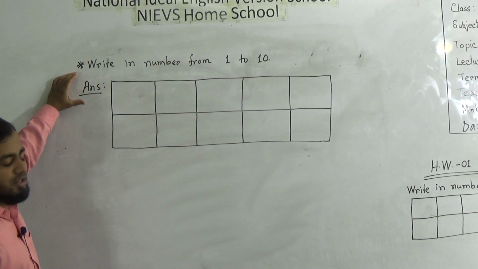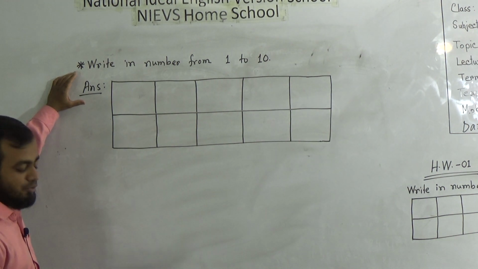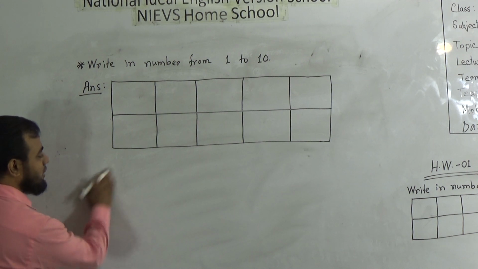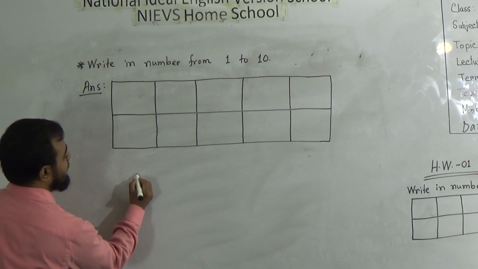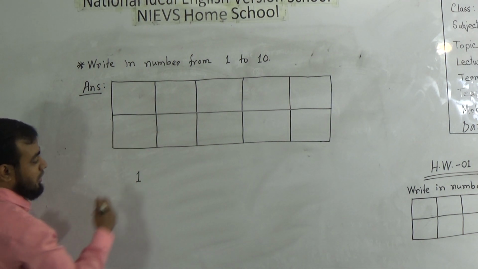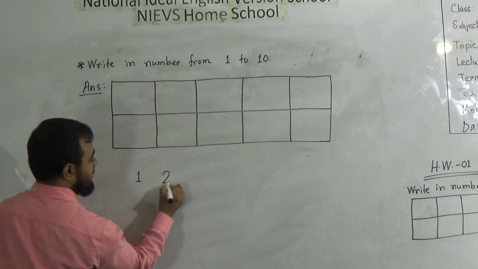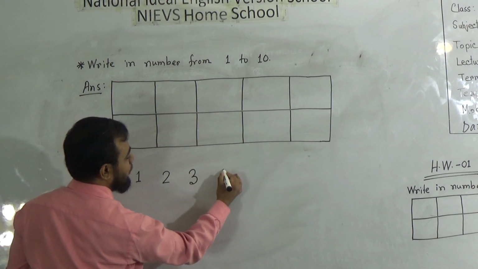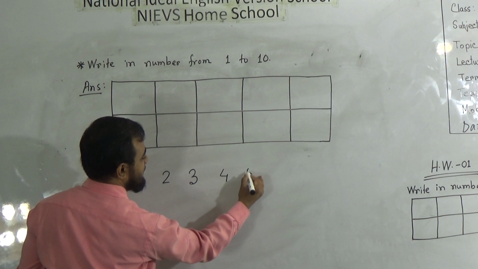That means we need to write down the numbers from 1 up to 10. Already you have learned this one, I think so. How to write down the numbers in number? The number 1 is like this way, is given there already. And the second number is 2. 2 is like this way. 3, then 3 is this one. 4, 4 is this one. 5, 5 is this one.